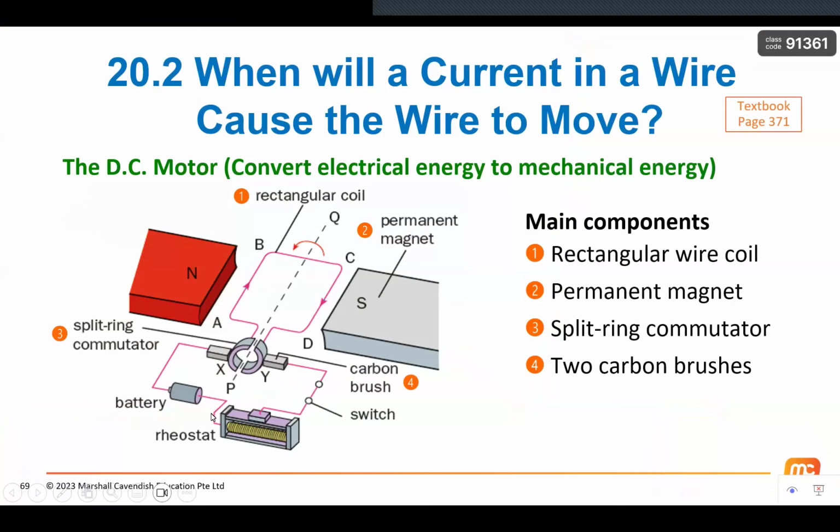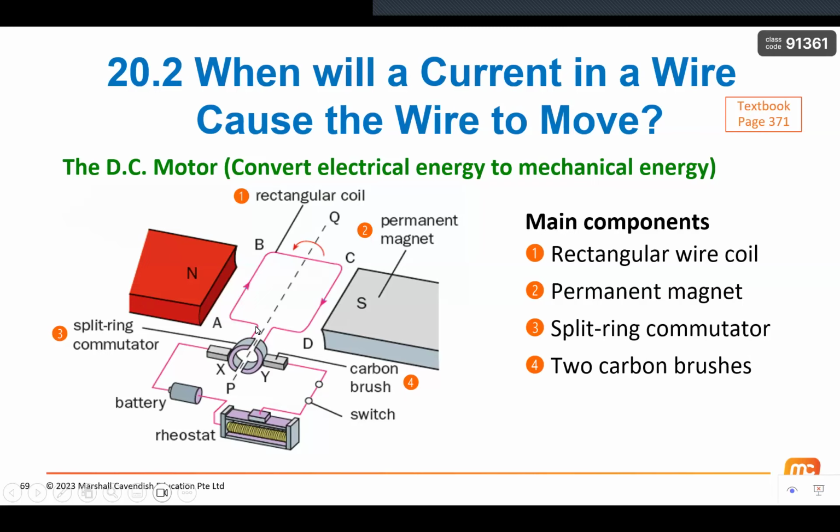I use electricity to produce a turning effect on this rectangle coil. And why does this rectangle coil turn? It's because of the interaction of the magnetic field caused by the magnet, as well as the magnetic field caused by the current carrying conductor. In this case, it will be this rectangle coil. So these are the main components of a DC motor.